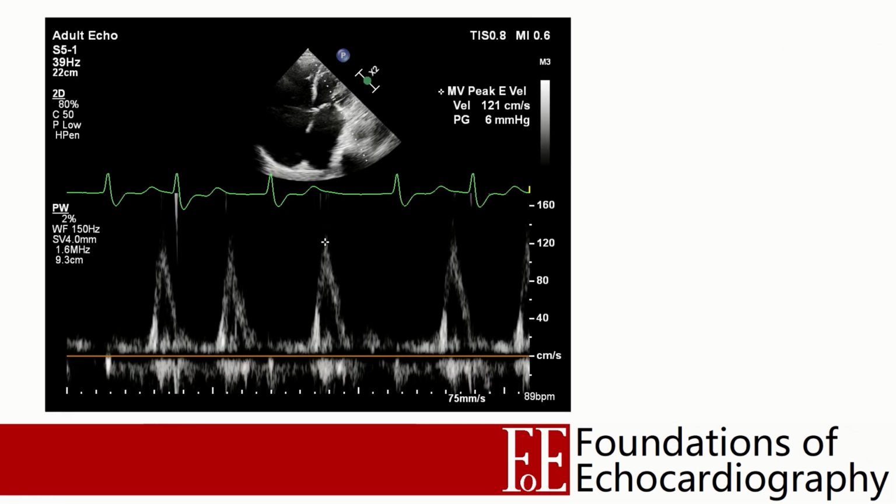Secondly, it's important to remember that this relationship of E wave followed by A wave may not always be present. Here we have an elderly gentleman in atrial fibrillation, and so naturally A waves are entirely absent.